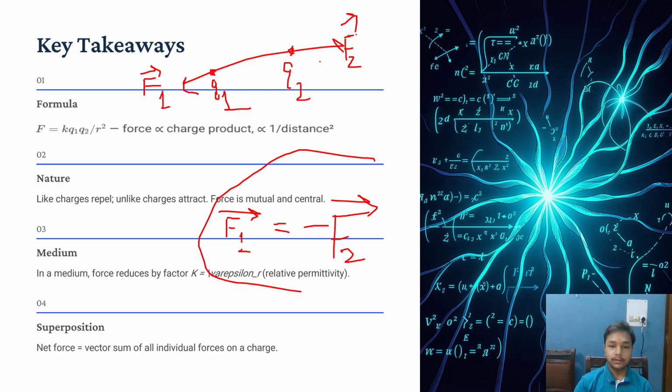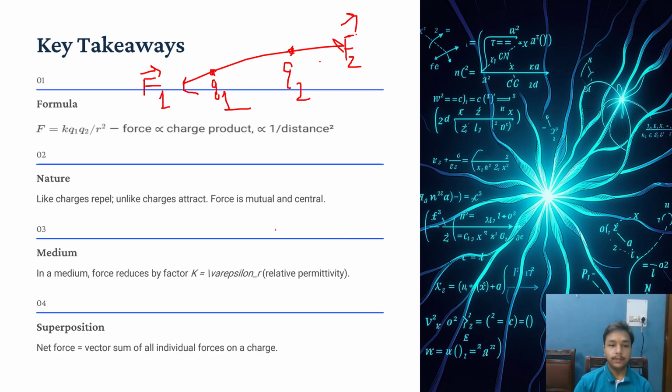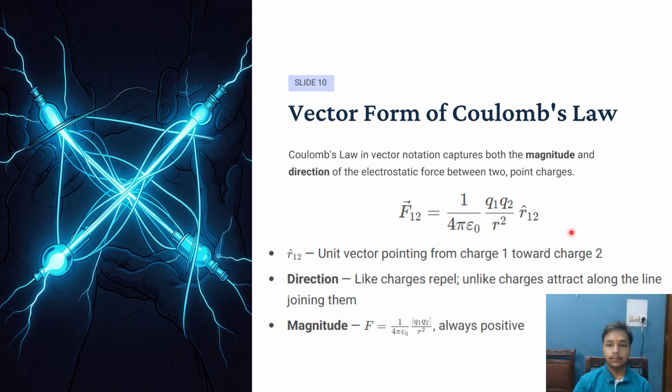So F1 vector is equal to minus of F2 vector, okay? So you must keep this in mind. Now, medium. In a medium, force reduces by a factor of K, which is 1 by 4 epsilon naught, and it is the relative permittivity of the free space. And talking about the superposition, we learned that the net force is the vector sum of all individual forces on a charge, okay? So, talking about the vector form of Coulomb's law.